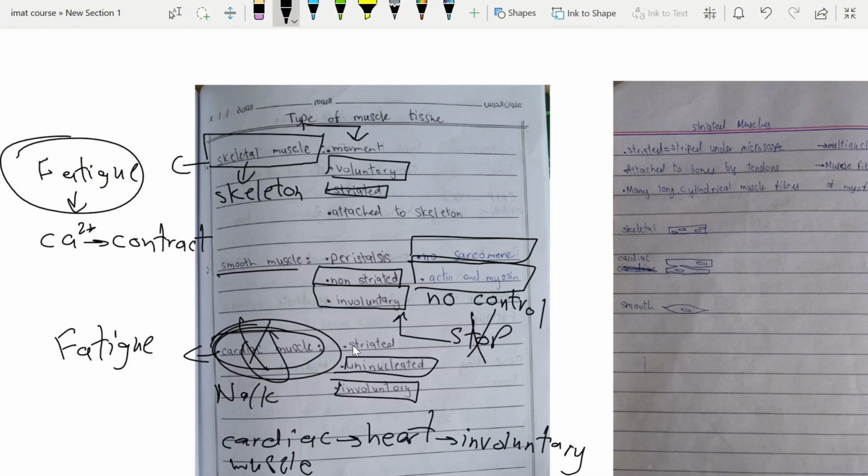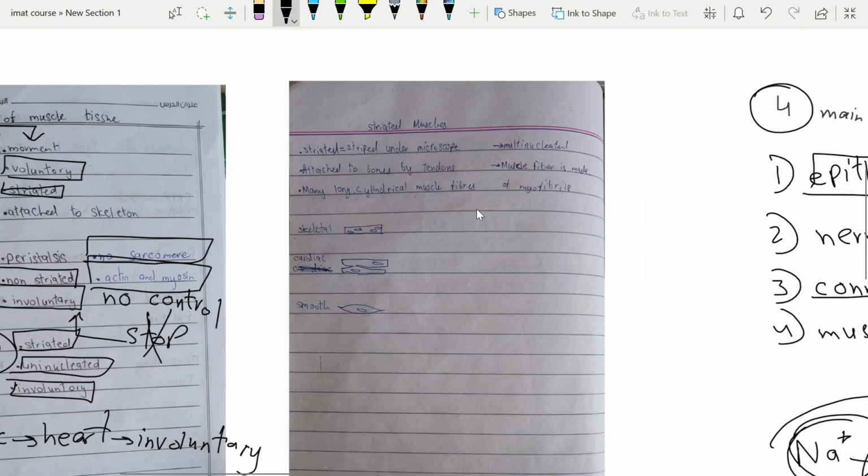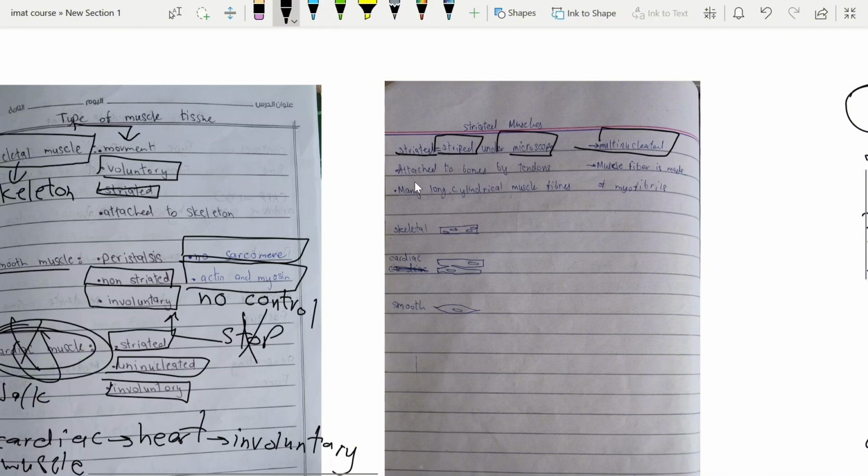And remember that there are striated and unstriated muscles in your body. Striated basically means that it is striped when looked under a microscope. It has stripes. And striated muscles are generally multinucleated. And they are attached to bones by tendons, and muscle fiber is made of myofibrils. Remember that skeletal muscles are striated. Cardiac muscle is striated as well, and smooth muscle is not striated, meaning it is non-striated.